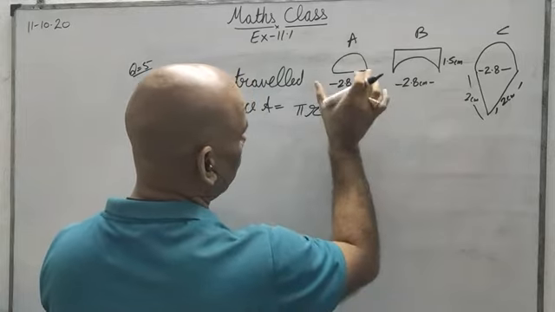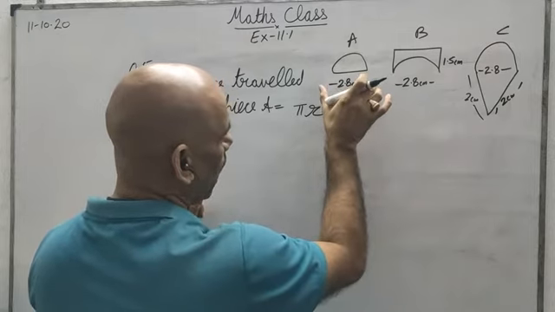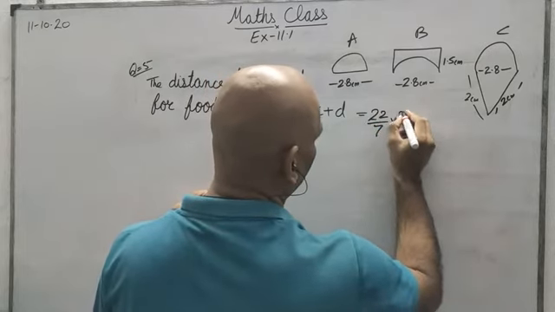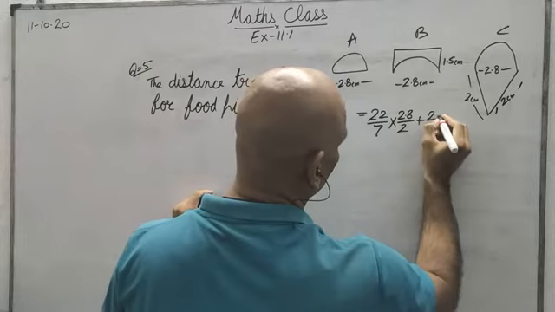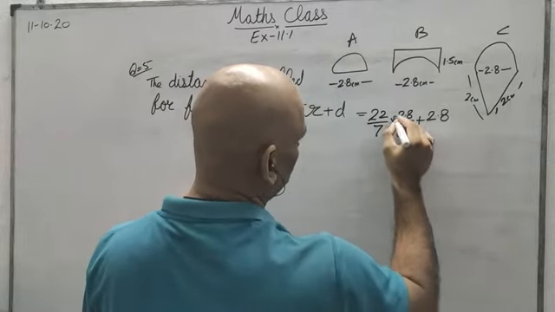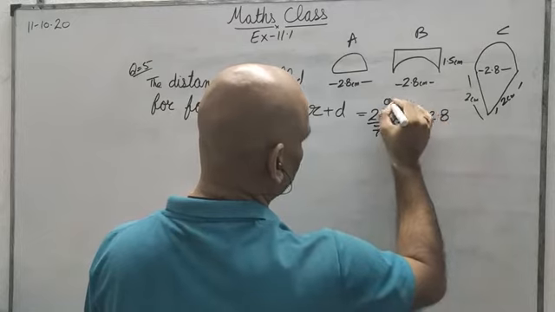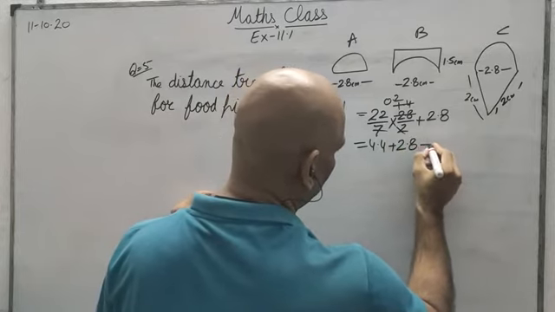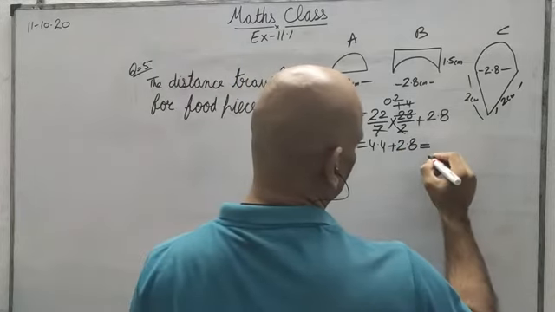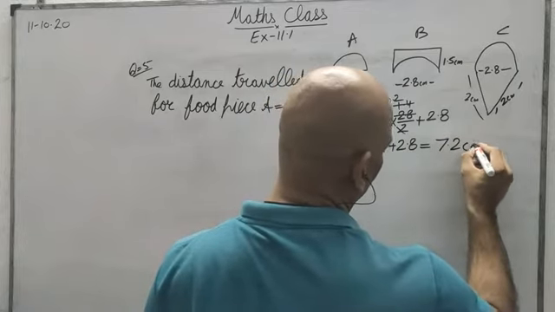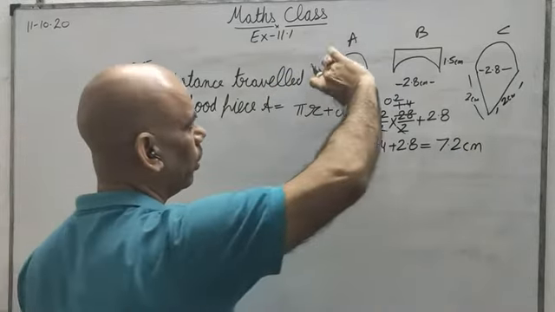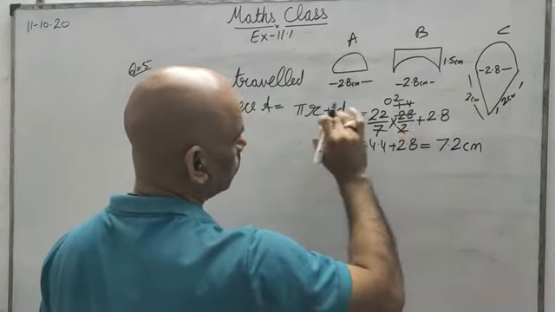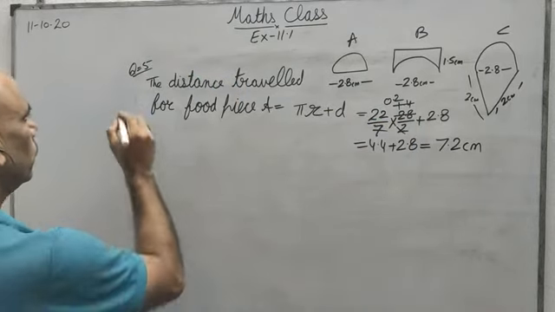What is r? 2.8 is d. So r will be half of that. So 22 upon 7, half of 2.8, 2.8 upon 2, plus 2.8. So it is 1.4, it is 0.2 and it is 4.4 plus 2.8. I got 7.2 centimeters. So what I did, I got the pi r from here and d here. D is given, r is d by 2. So pi is 22 upon 7 and then I got the value of first piece.